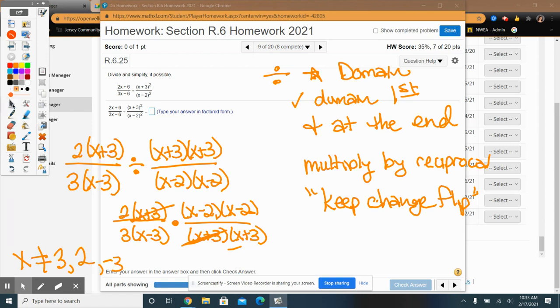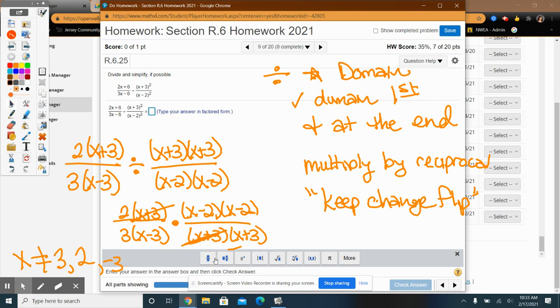So when I write this and they want it in factored form, I just have to write all the things I have left. So I have a 2 left. I have an x minus 2 left. And you can write it out twice, I suppose. I don't know if they're going to want me to write that like x minus 2 squared or not, but we'll try it like that. And then I have a 3. And I have an x minus 3. And an x plus 3.